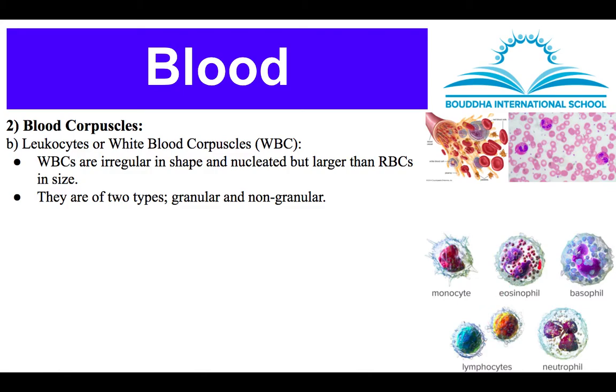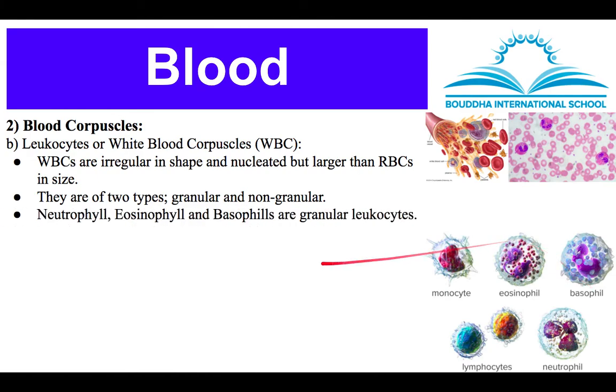But the remaining three, like eosinophil, basophil, and neutrophil, if you look inside, the cytoplasm contains a lot of granules. So that's why they are granular. So there are two types of WBC, granular WBC and non-granular WBC. So what are the examples of granular WBC? You can see the figure.